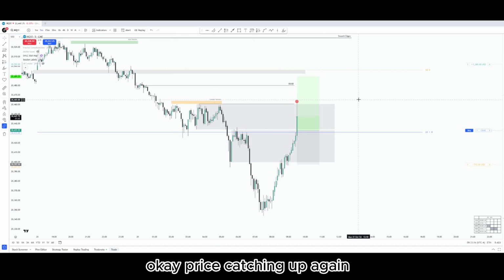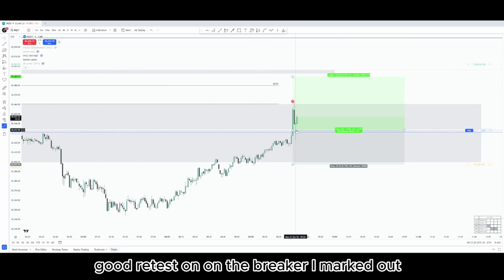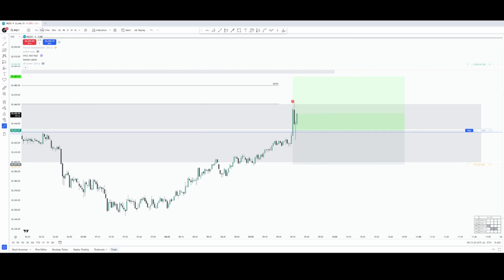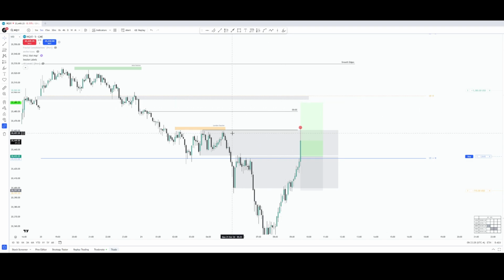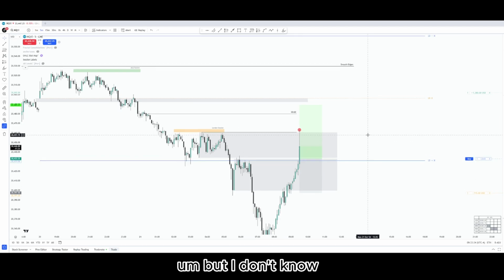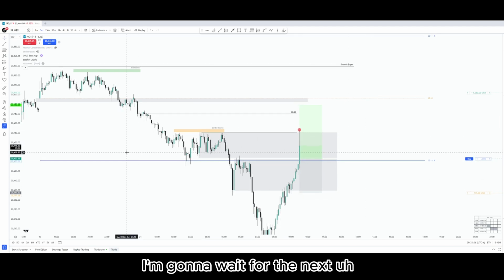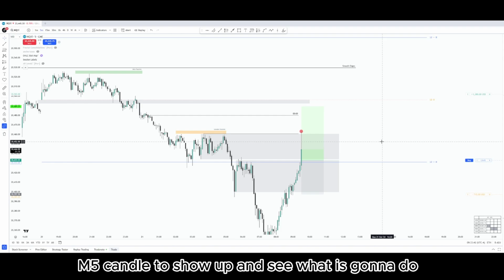Okay, price catching up again. 3 minutes into the session already. Good retest on the breaker I marked out. I'm more probably decided to play this breaker over here, like the M15, rather than the M5. But I don't know. I'm going to wait for the next M5 candle to show up and see what it's going to do.